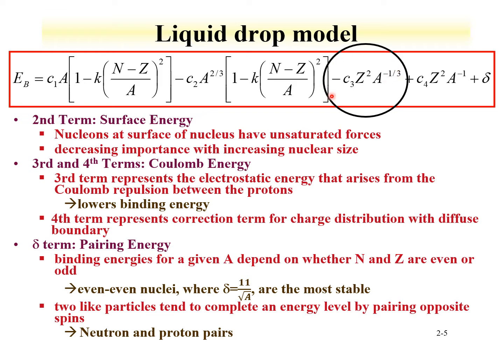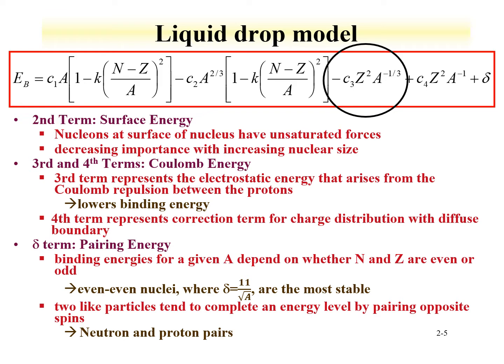The fourth term represents a correction term for charge distribution within a diffuse boundary. So now this is bringing in a recognition that the boundary of the nucleus isn't a sheer drop-off, that you get nucleon density changes close to the edge of the nucleus. And then the final term, you see, that's our fourth term that we were talking about, the Coulomb.